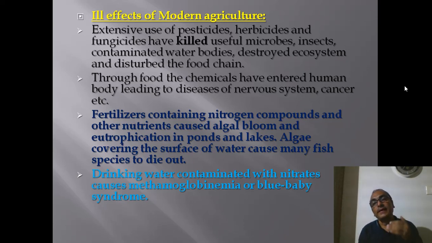Methemoglobinemia, that is, in the blood the hemoglobin reacts with the nitrates and loses its ability to carry oxygen. It is mainly more effective in children. It has been seen that due to lack of oxygen in the body, their body turns blue. So it is called blue baby syndrome.